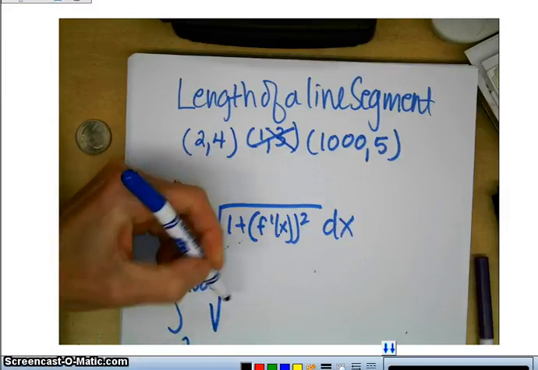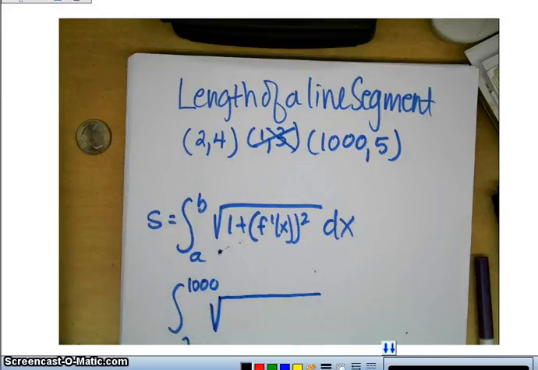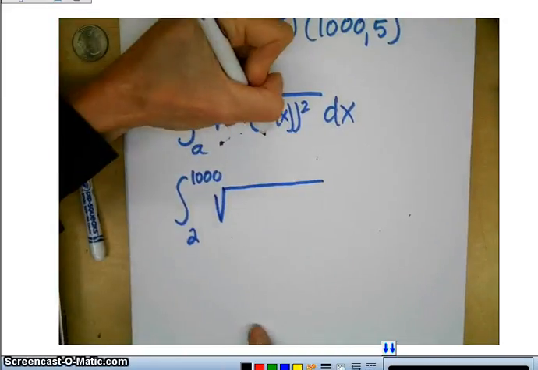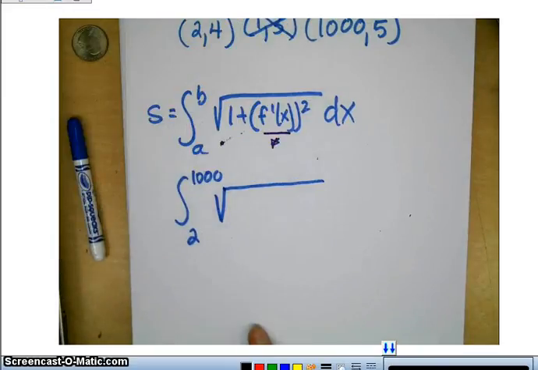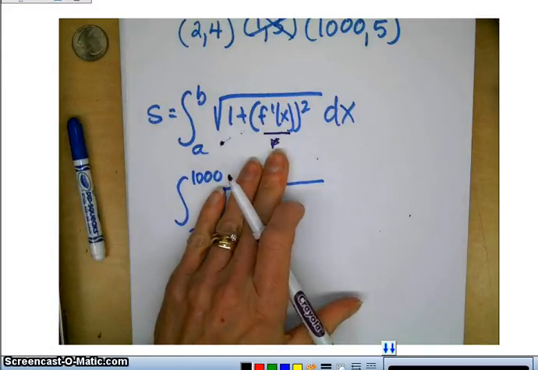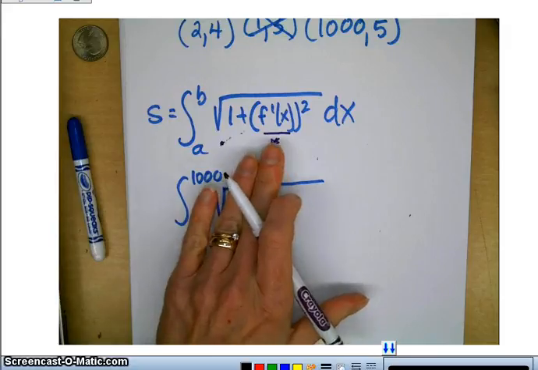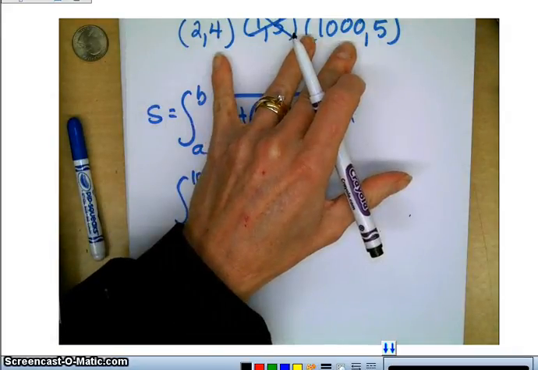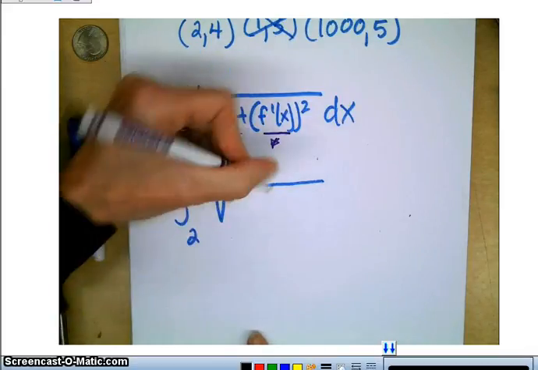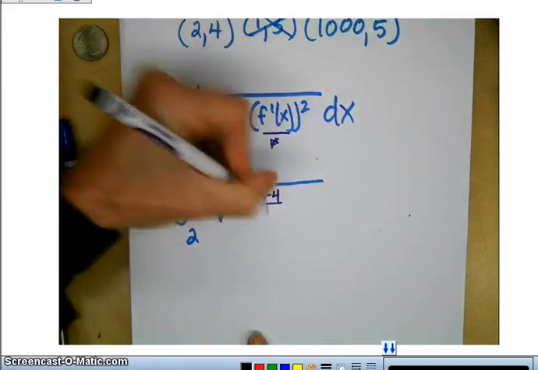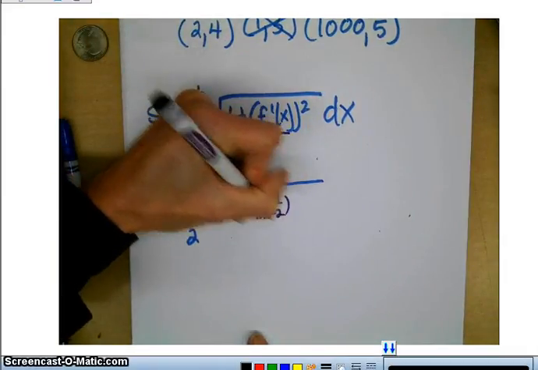Now, here's where remembering something I told you in calculus is going to become helpful. What is this right there? Just in general, what is that? What does derivative mean? Slope. So this is the slope squared. Can you find the slope between those 2 points? Yeah. So it's going to be 1 plus y minus y, 5 minus 4, over x minus x, squared.